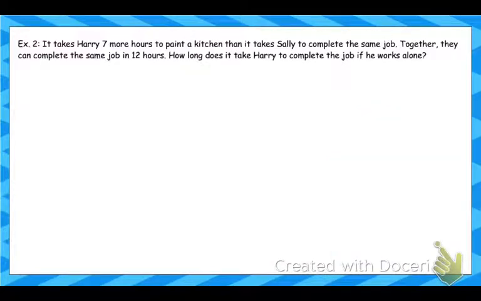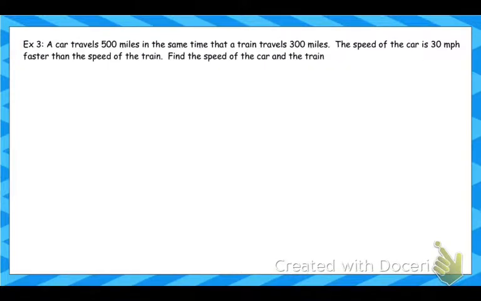All right, so one more problem that involves this same type of concept is when we're looking at, again, distance, rate, and time. This one's a little bit different just because of the information that we know. So in this case, a car travels 500 miles in the same time that a train travels 300 miles. The speed of the car is 30 miles per hour faster than the speed of the train. So again, we know distance is equal to rate times time.